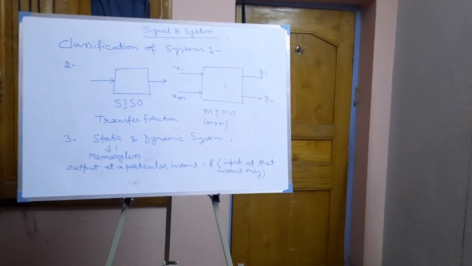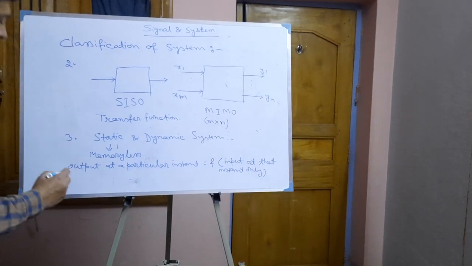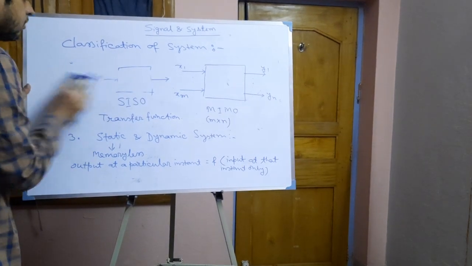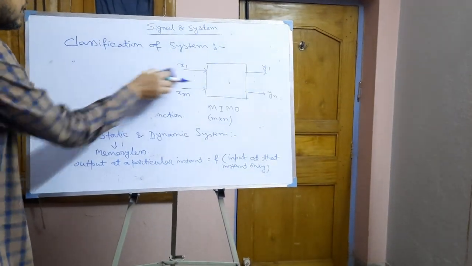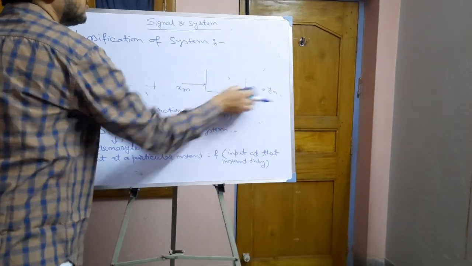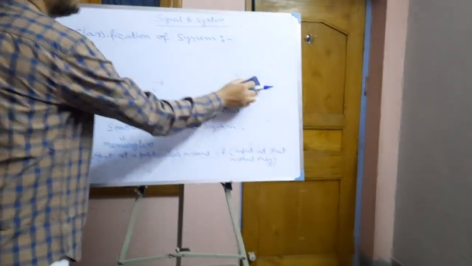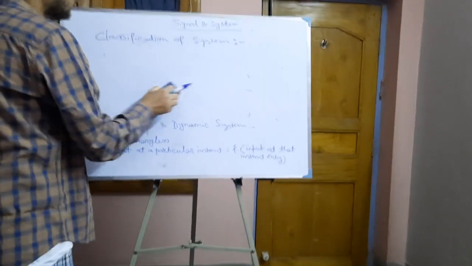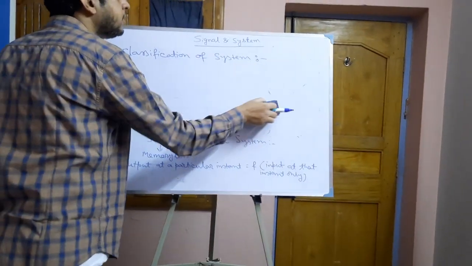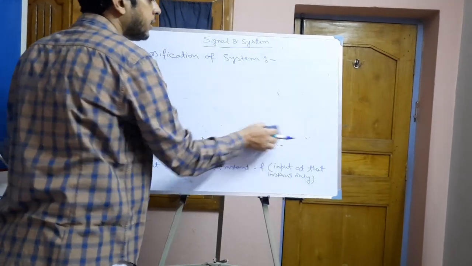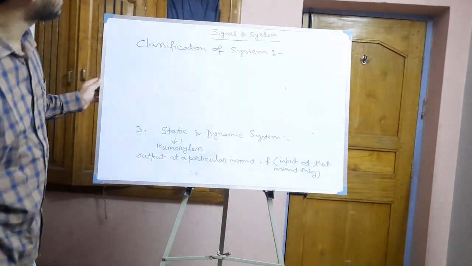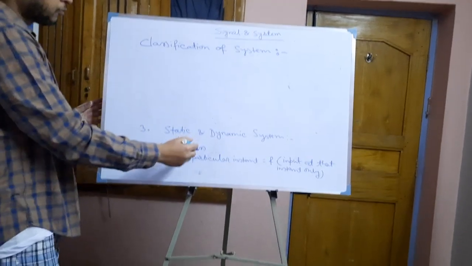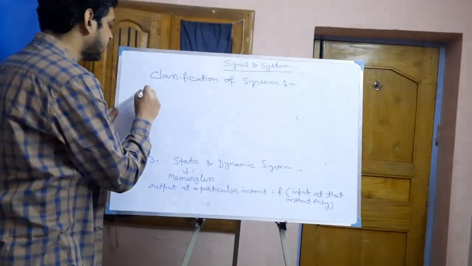Now, for a dynamic system, the output depends on not only the input at that instant, but also the differentiation of the input, the integration of the input, and if there is a stored energy, then also the output depends on that stored energy.